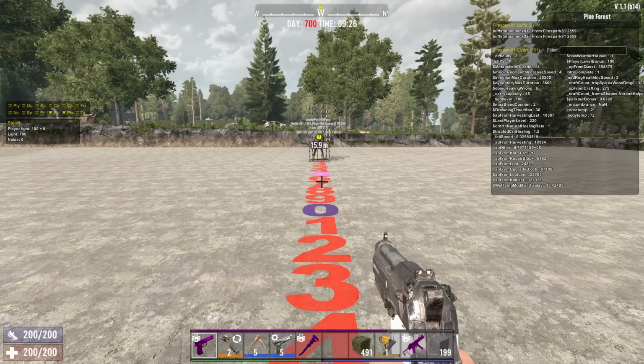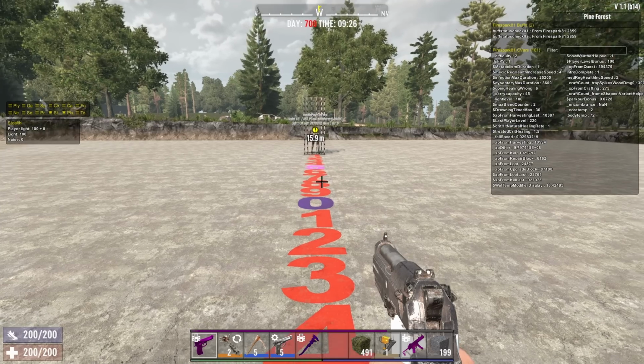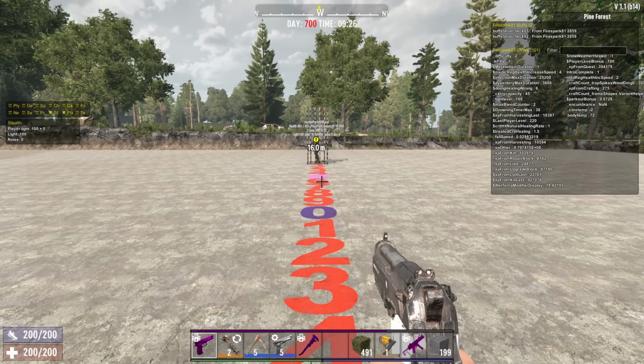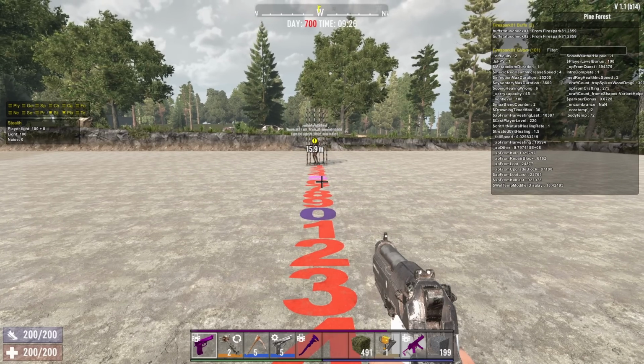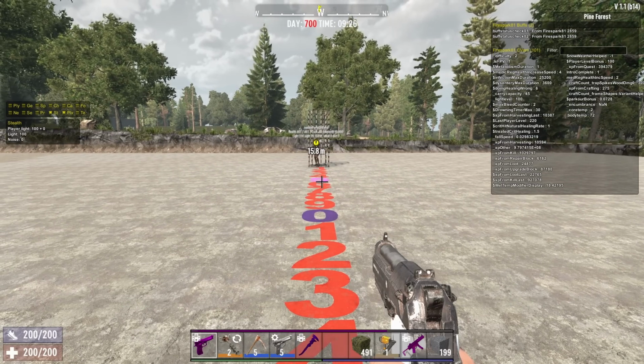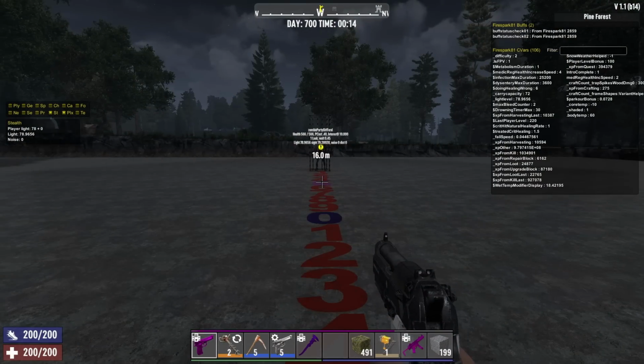The actual threshold for a zombie to see you at 100 light, so basically broad daylight, is 15.5 meters. So essentially, as long as you are 16 meters or more away from a zombie during the day, the zombie can't see you. Okay, so now what about nighttime?